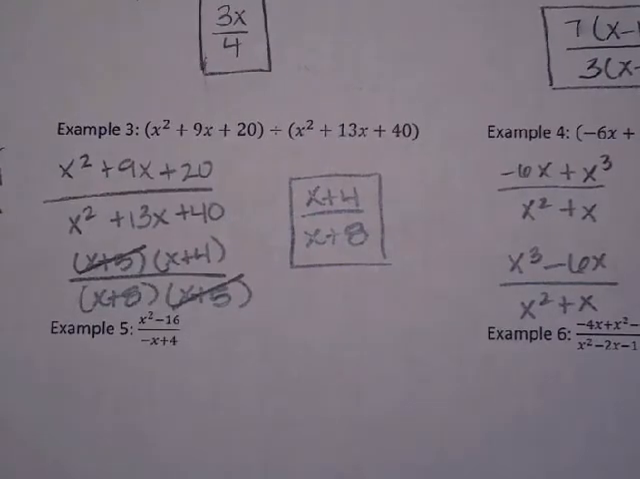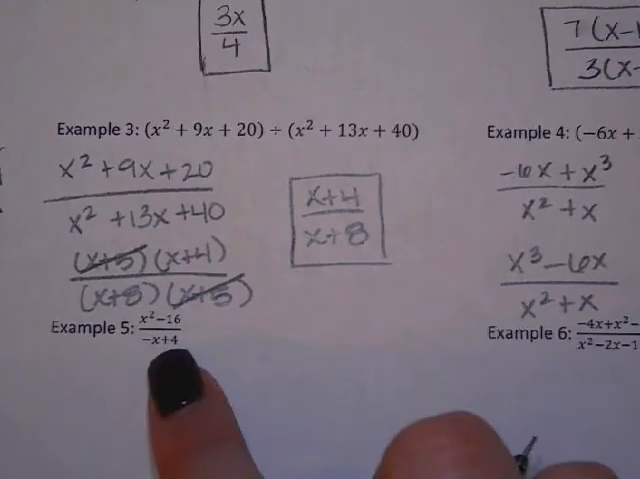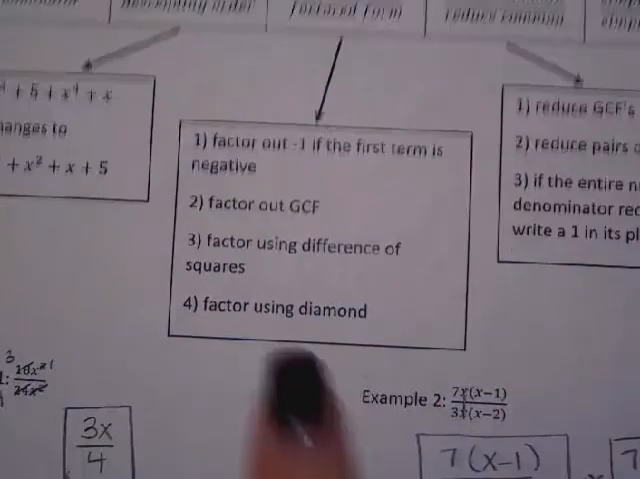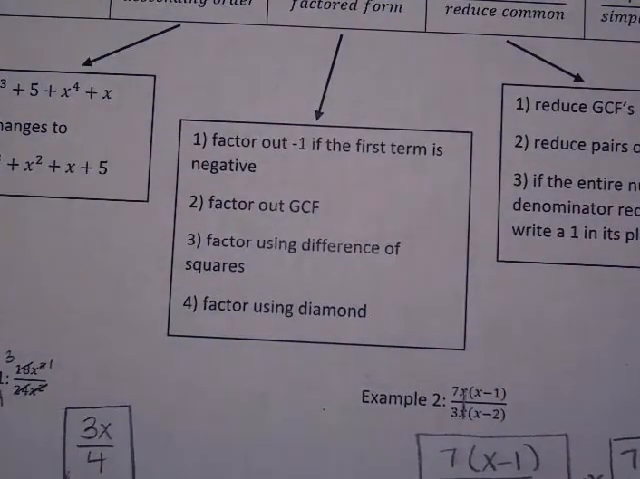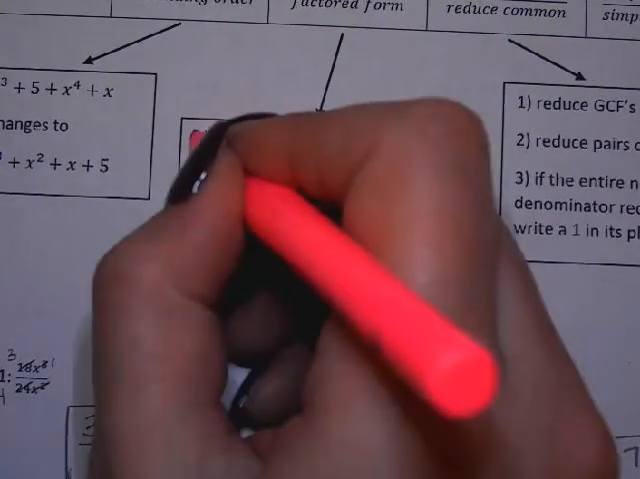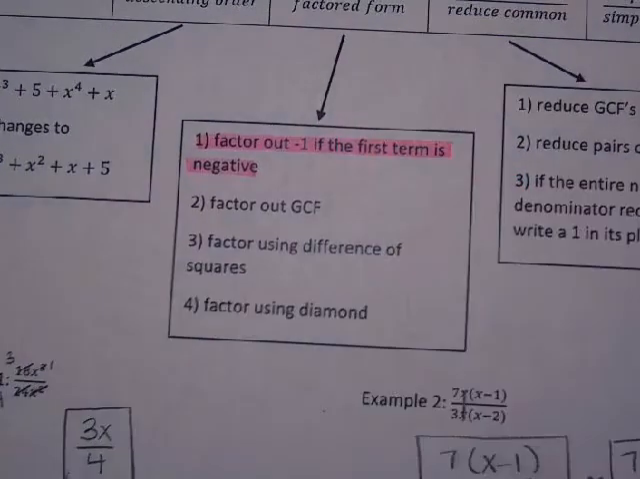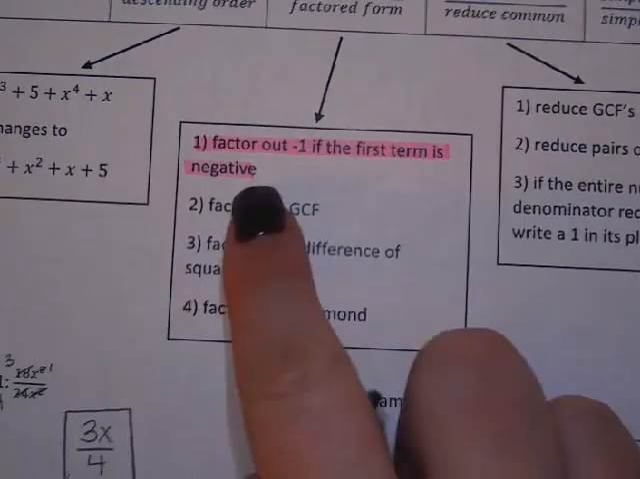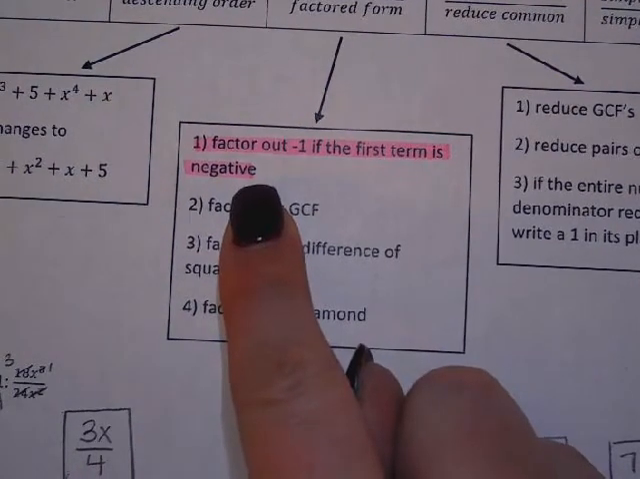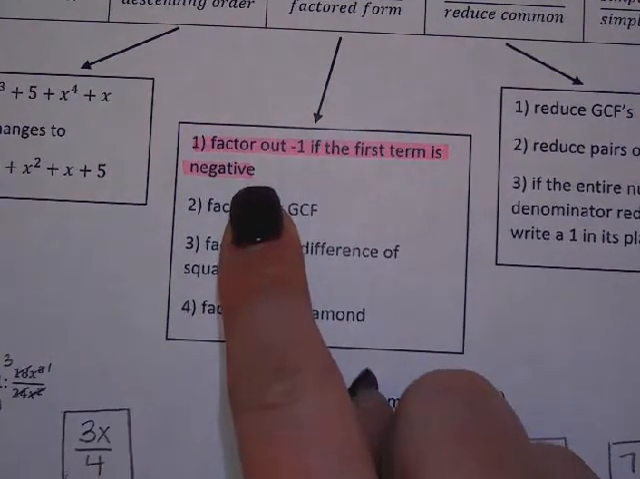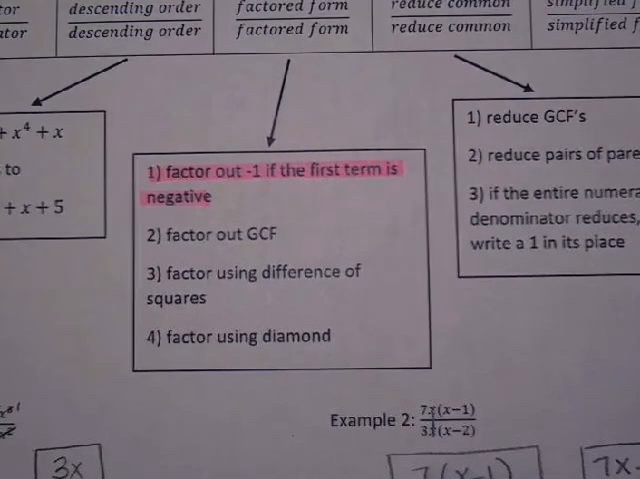Example 5 is already written as a fraction. It's already written in descending order. So that means that our first step is going to be to factor, and I want you to look up at this little box underneath factor, and I'm going to ask you to underline or highlight if you are the type of person who keeps colored pens around. It says to factor out a -1 if the first term is negative, and this is like the easiest little thing that messes everybody up. So it's not hard to do, but it's very easy to miss. Okay, so factor out a -1 if the first term is negative.